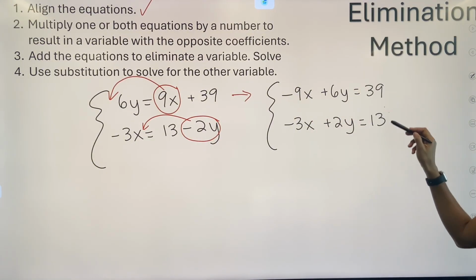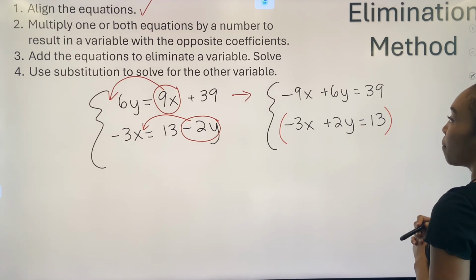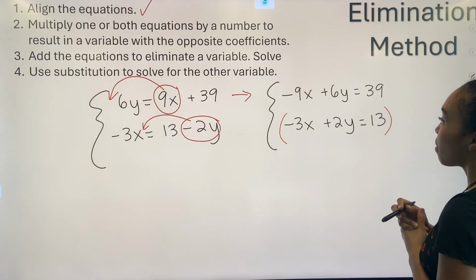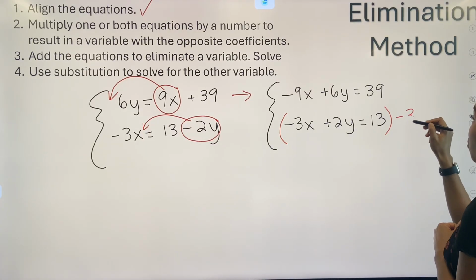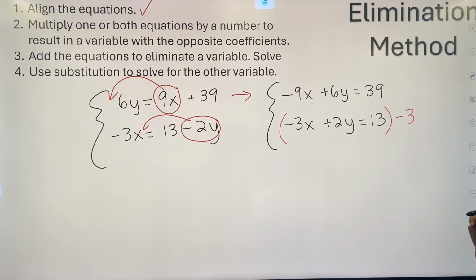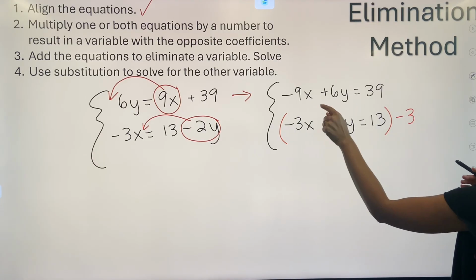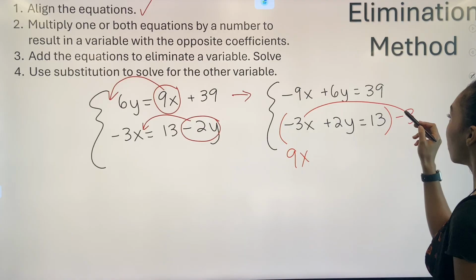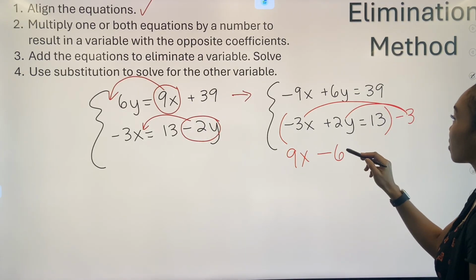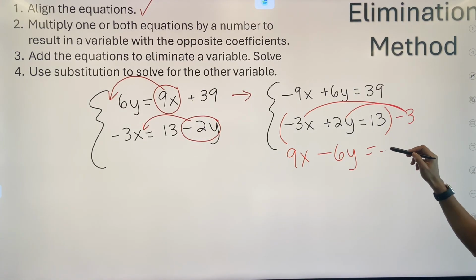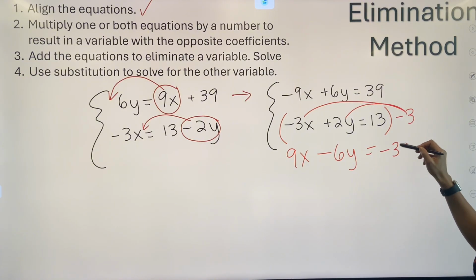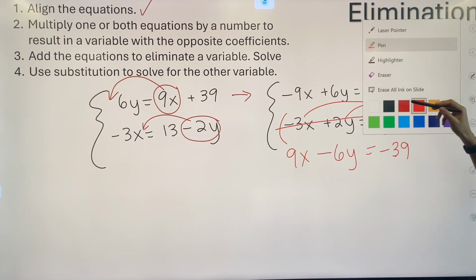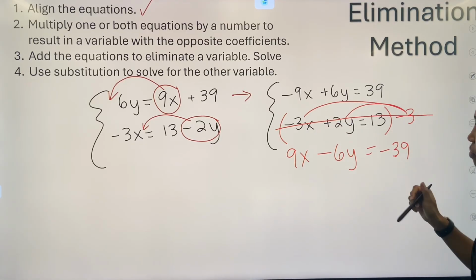So I'm going to eliminate my x values. Let's do that. So I'm gonna multiply this by a -3. If I multiply this by a -3, this will become a +9, this will become a -6, and this will become a -39. Okay, so this is my new equation. Now I'm gonna add these together.